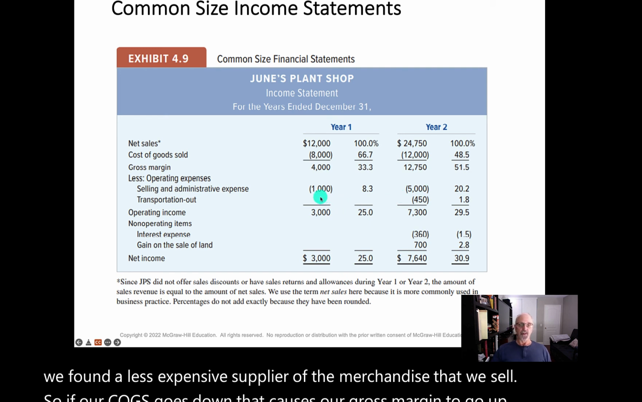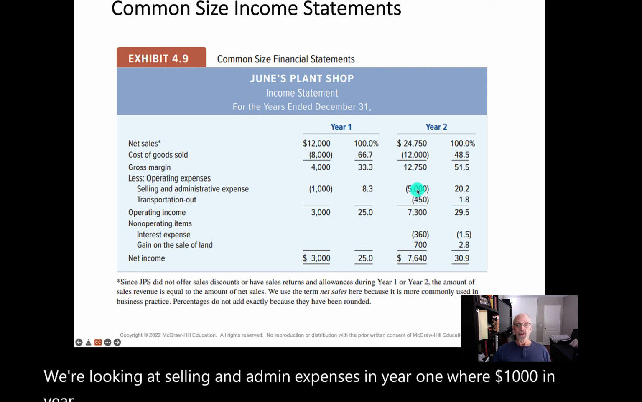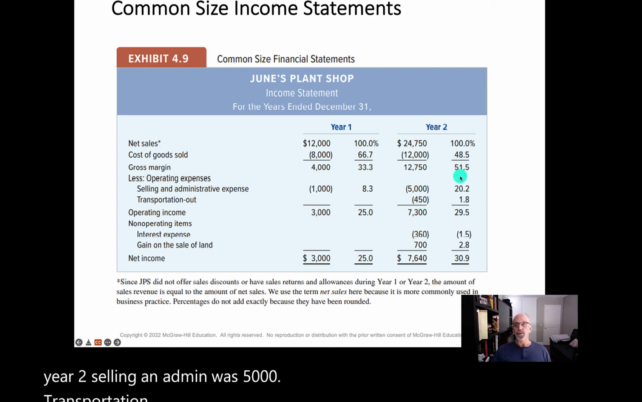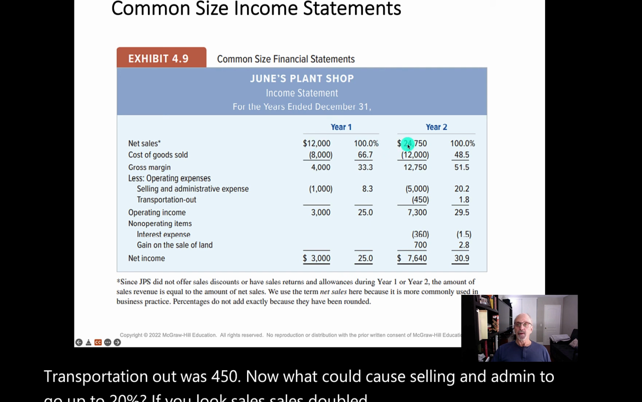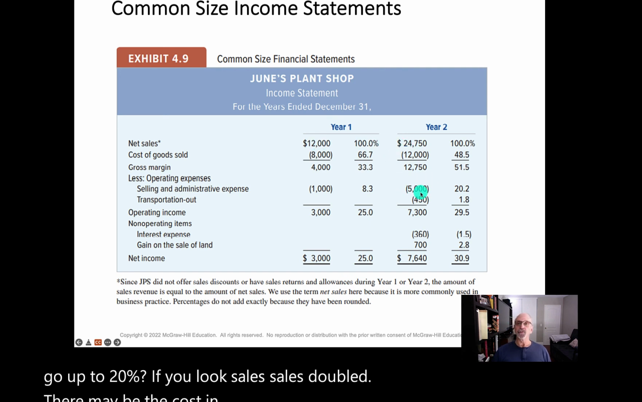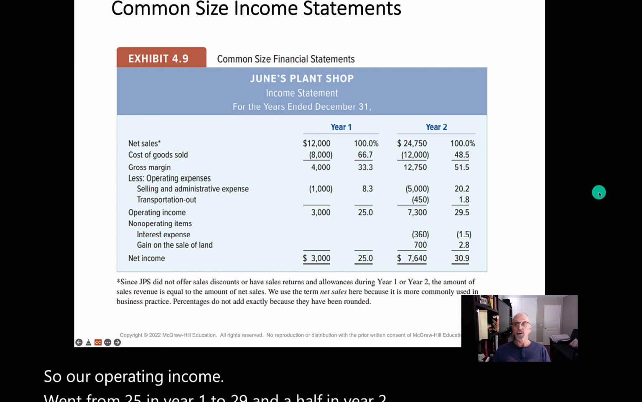We're looking at selling and admin expenses in year 1 were $1,000. In year 2, selling and admin was $5,000. Transportation out was $450. Now, what could cause selling and admin to go up to 20%? Well, if you look at the sales doubled. There may be the cost in here of hiring an additional salesperson or spending more money on advertising in order to increase the sales. So our operating income went from 25% in year 1 to 29.5% in year 2. So it went up. That's a good thing.